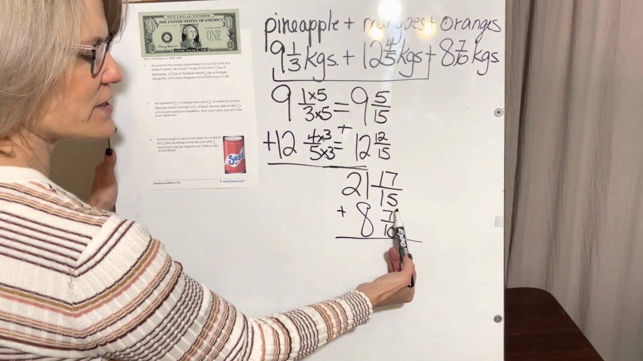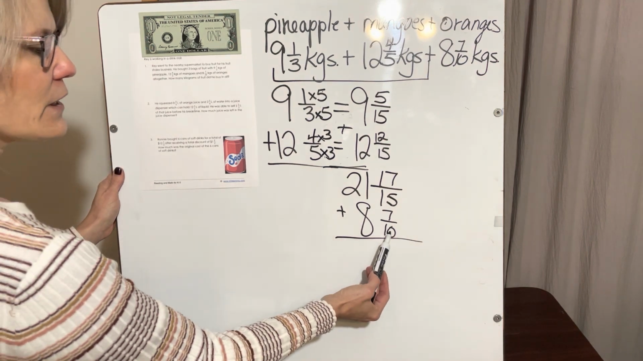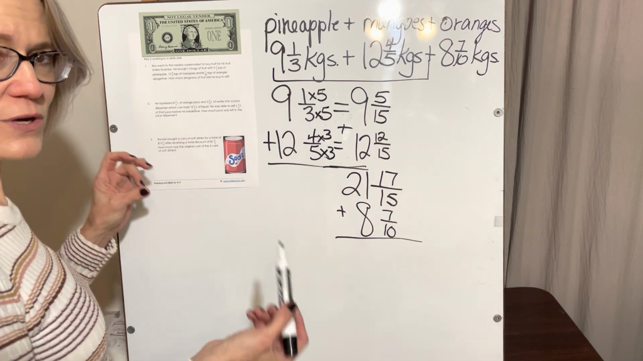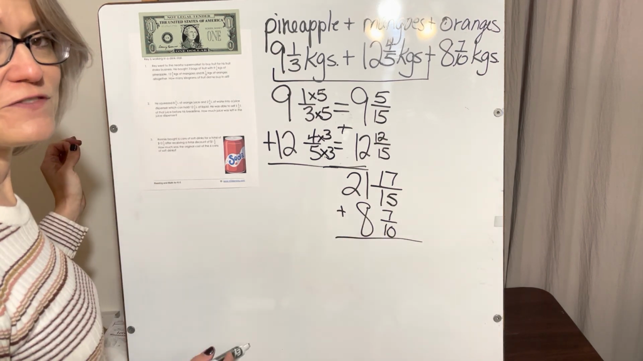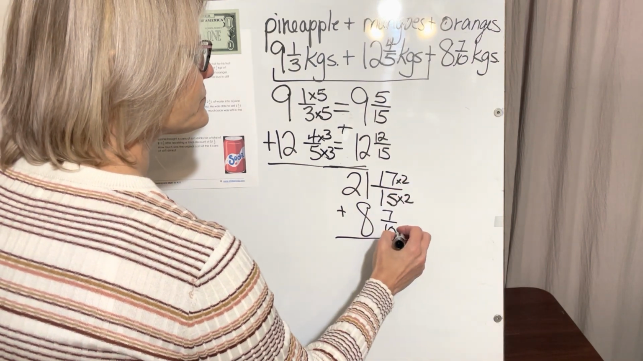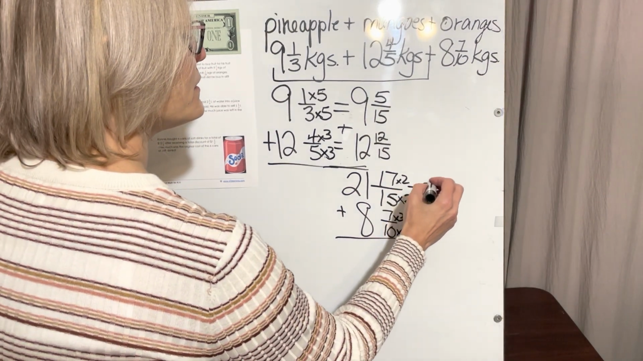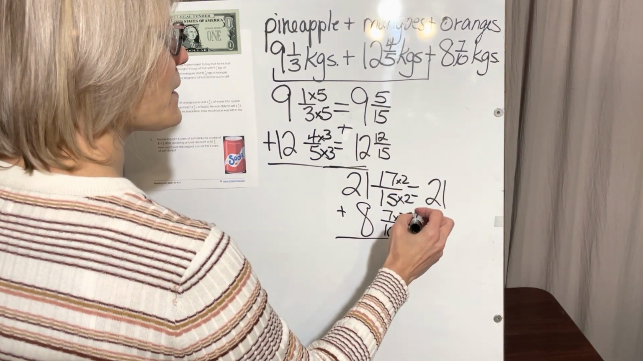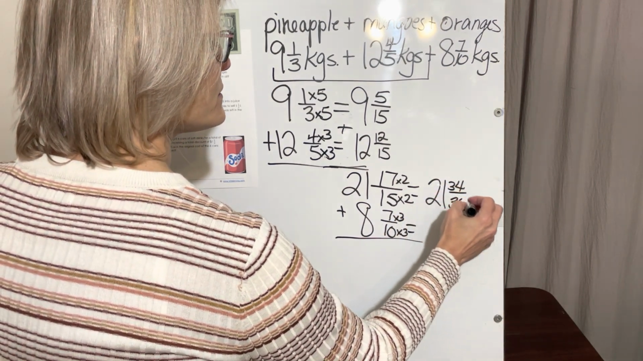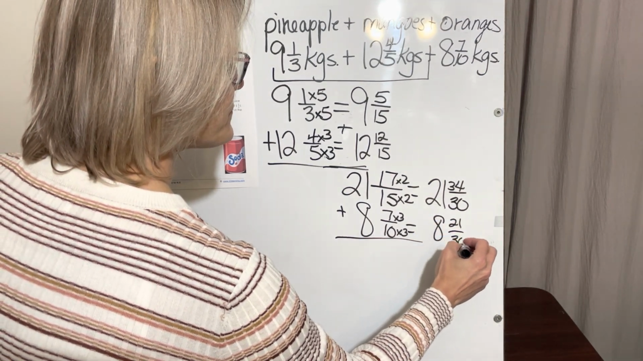So when I add the oranges, I've got 15ths and 10ths. When I count by 10s, 10, 20, 30, I know that 3 10s is 30. Well, 2 15s is 30. So I multiply this times 2 and this times 3. So now I've got 21 and 34/30ths plus 8 and 21/30ths.